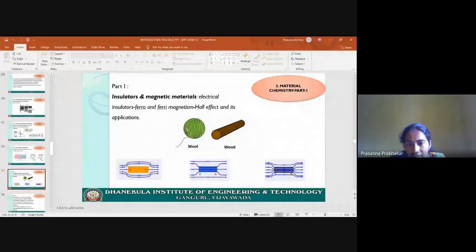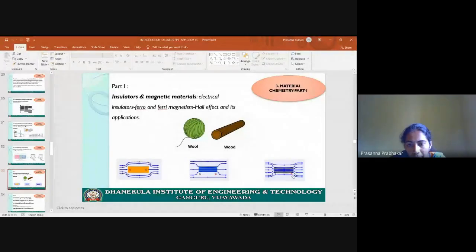Insulators are materials which do not allow any electric current to pass through them. That type of material is considered an insulator. These two are the best examples of electrical insulators. Next, this is magnetism. These three examples are helpful to explain magnetism. This example is for diamagnetism, this example for paramagnetism, and this example for ferromagnetism.